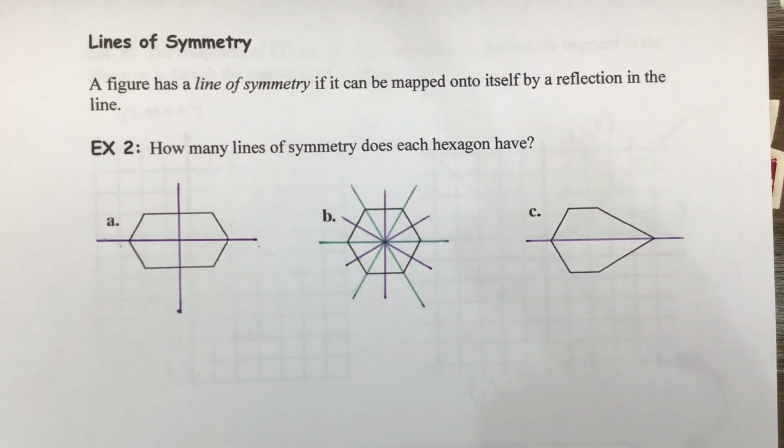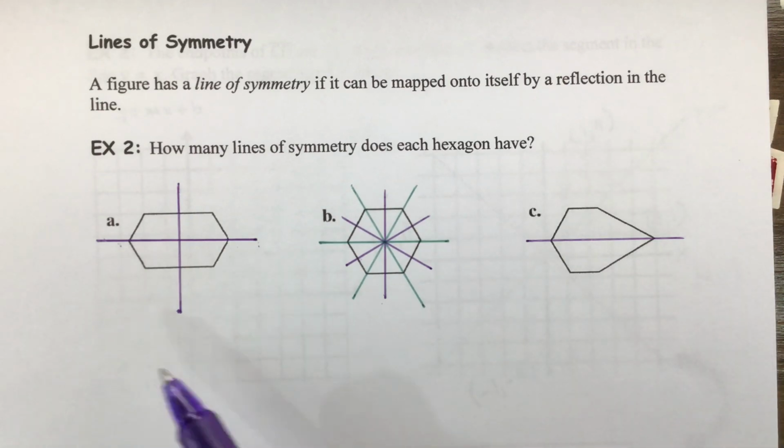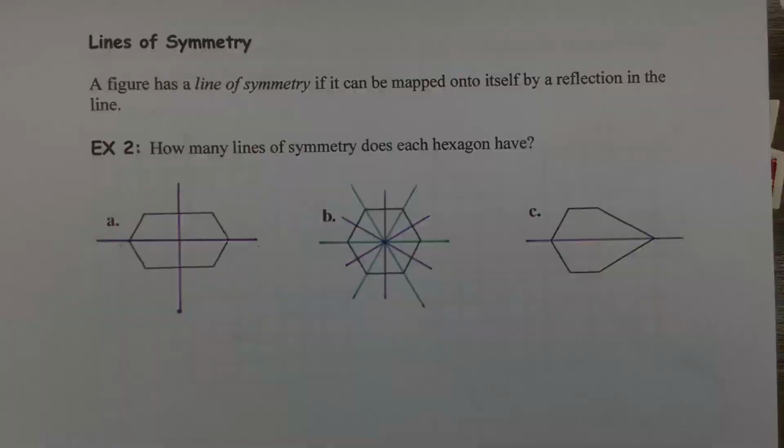So some figures might have only 1 line of symmetry, some 2. Some can have a lot. Imagine what you would get with a decagon, right? You get a lot in that one as well. How many lines of symmetry do you have in a circle? That's a good question for you.